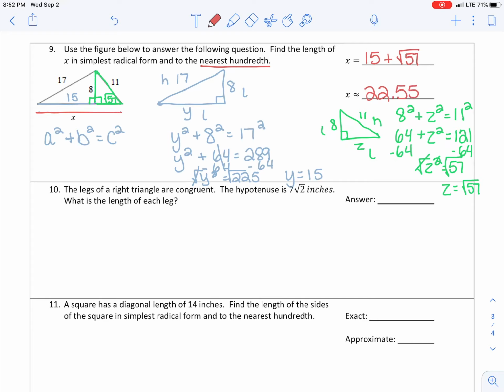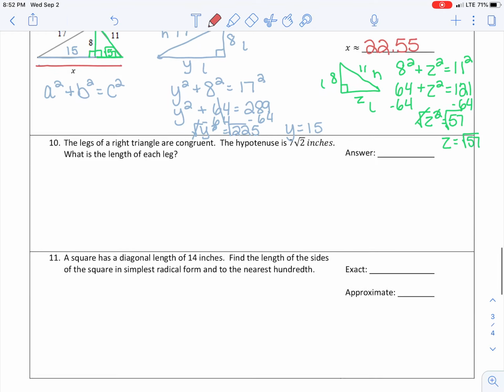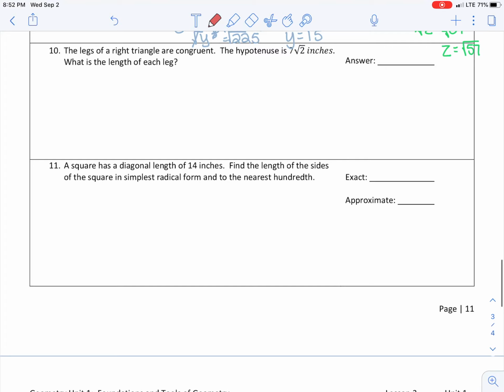Okay, so that would be number 9. Moving on to number 10. So we have the legs of a right triangle are congruent. So that means congruent means that they are equal to each other.